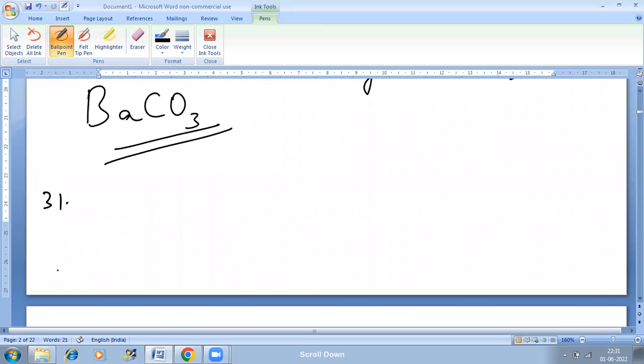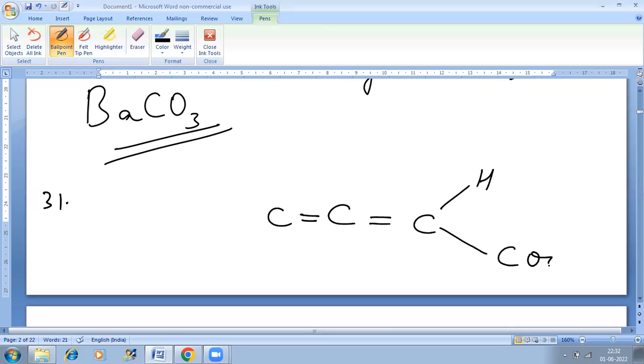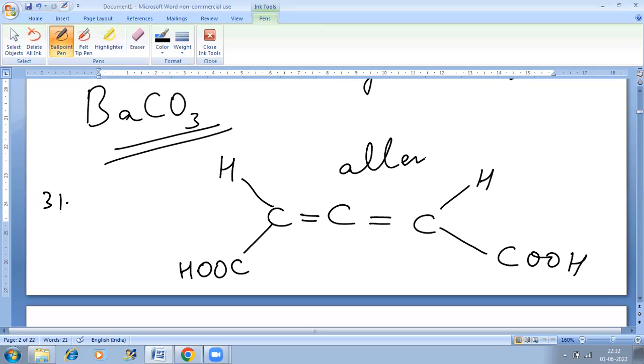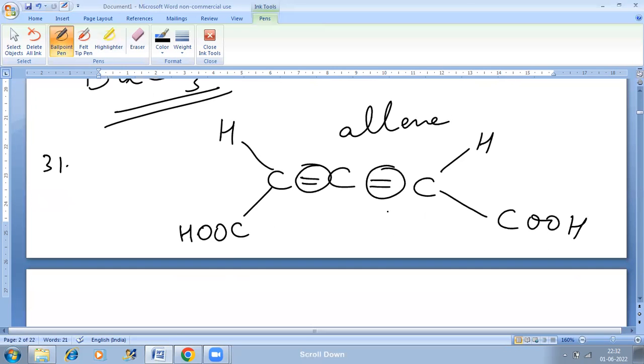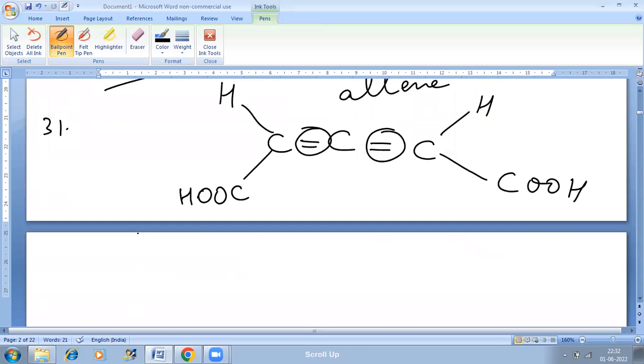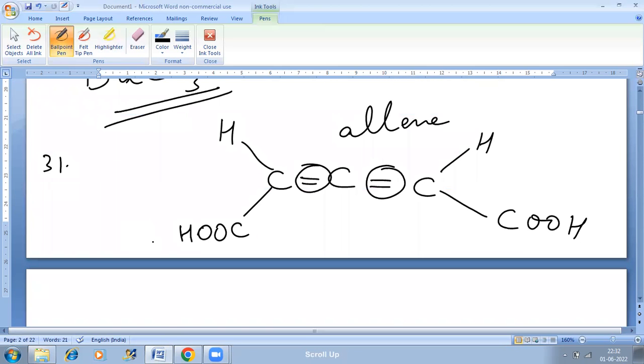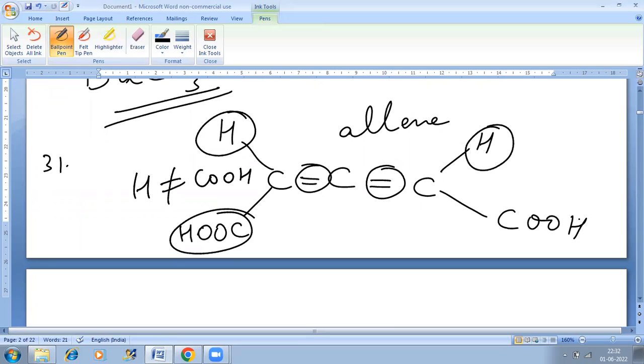31st question. The compound can be written in this manner. This is how I can write. Now, this is an allene because there are 2 consecutive double bonds. We know that an allene shows optical isomerism if these 2 groups are different. That means H is not same as COOH. Similarly, this side also, H is not same as COOH.